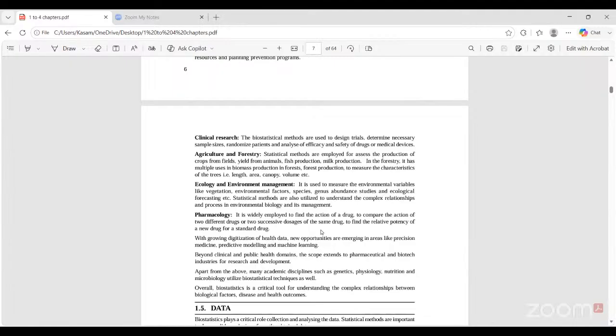But beyond the clinical and public health domain, the scope expands to the pharmaceutical and biotech industries for research and development. Apart from that, many academic disciplines such as genetics, physiology, nutrition, and microbiology utilize biostatistical techniques as well.